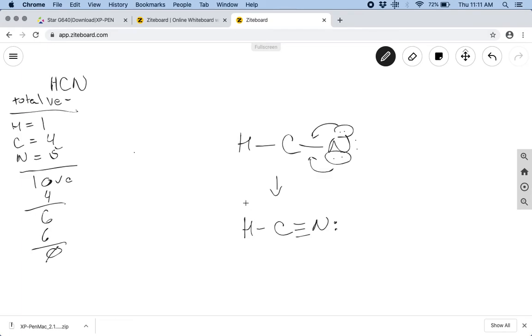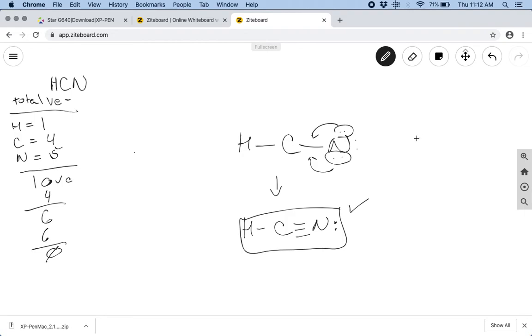So let's go through and look. Our hydrogen is satisfied. The carbon has 2, 4, 6, 8 electrons around it. The nitrogen has 2, 4, 6, 8 electrons around it. And let's look at it in terms of the common bonding motifs. I see this carbon has 4 bonds. That's what carbon likes: 4 bonds and no lone pairs. This nitrogen has 3 bonds and 1 lone pair, which is also good for it. So this is a really good Lewis structure of our HCN molecule.